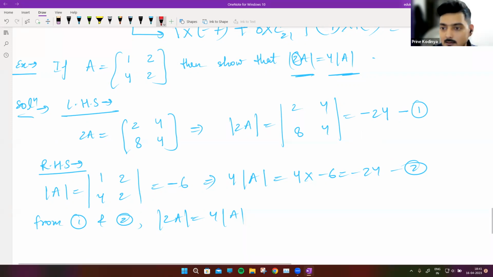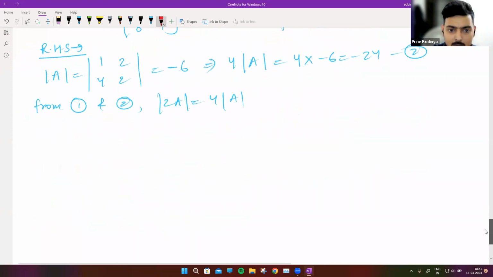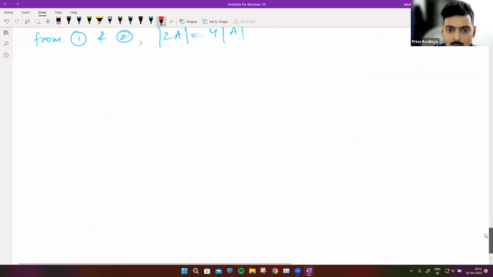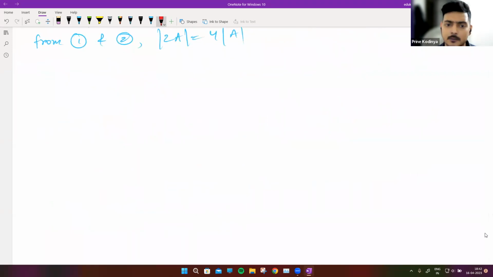The procedure is exactly the same. I would like to tell you, it's not like when we have a 4 cross 4 determinant, or 5 cross 5, or even 10 cross 10 determinant, then we will be applying some new procedure. No, the procedure is the same. The only difference is the calculation will be more. I would like to show you.